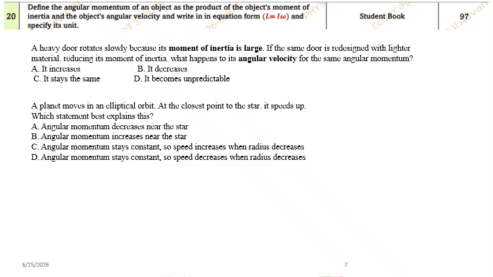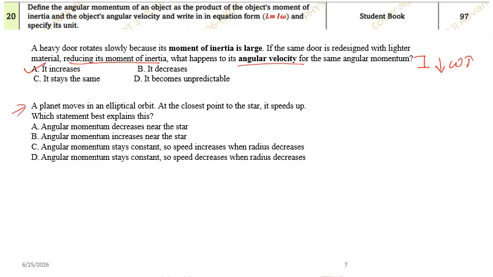In this question, a heavy door rotates slowly because its moment of inertia is large. If the same door is redesigned with a lighter material, means the mass of the material has been reduced, then obviously the moment of inertia will reduce. By reducing the moment of inertia, what happened to the angular velocity? You know, they are inversely proportional. I decreases, omega will increase. With the same angular momentum, it will be increasing. Easy.